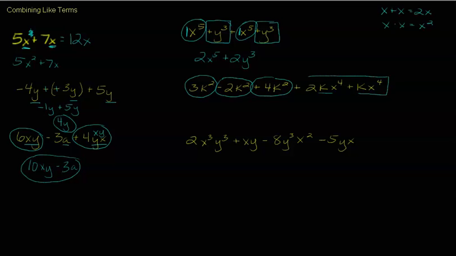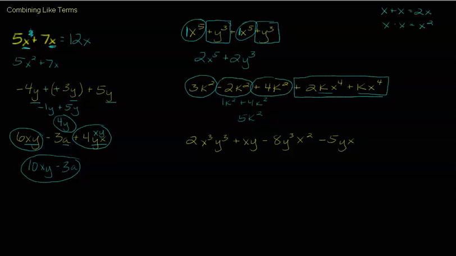So we can put these two together, all right? So we can put these three together because they're k squareds, and these are kx to the fourth. So here we go with 3 minus 2, right? That's 1k squared, okay? 1k squared plus 4k squared is 5k squared, right? So we can put those together.